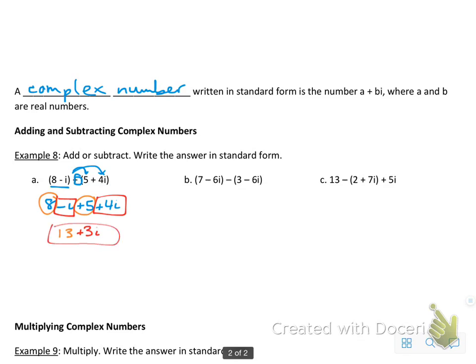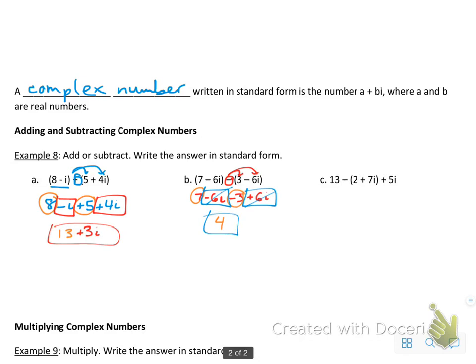Let's try that again. Now with subtraction, you do distribute, right? But when you distribute, it changes the sign. So we have 7 minus 6i, that did not change because we are not distributing that. We are distributing a negative. A negative times a positive 3 is negative 3. A negative times a negative 6i is positive 6i. Now we can circle our numbers and box our i's. So 7 minus 3 is 4, and negative 6 plus 6 goes away. So 4 is our final answer.